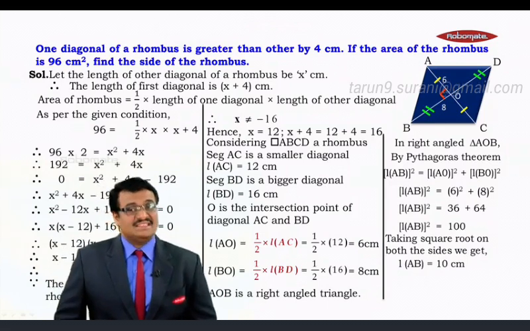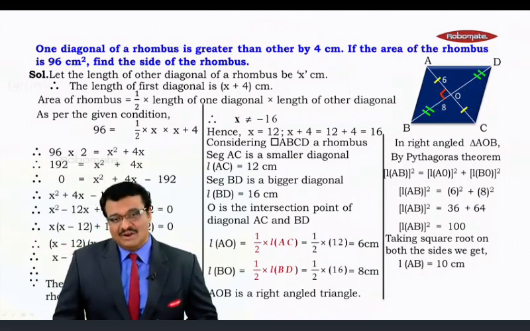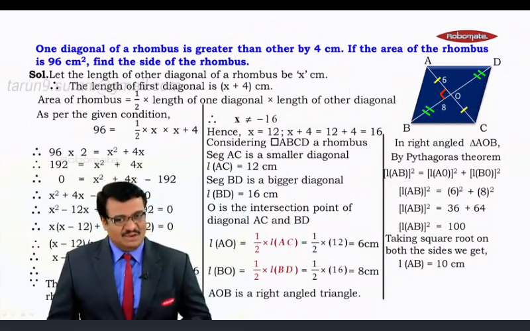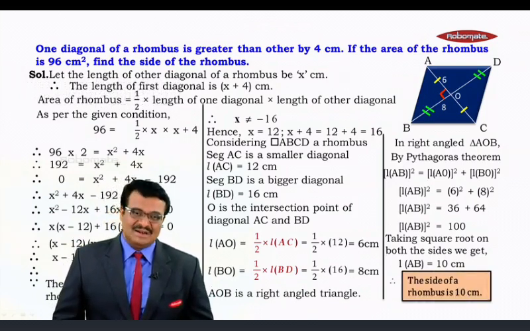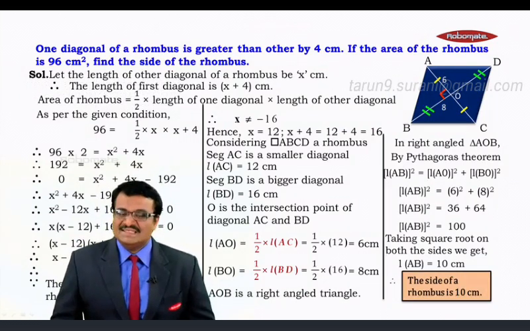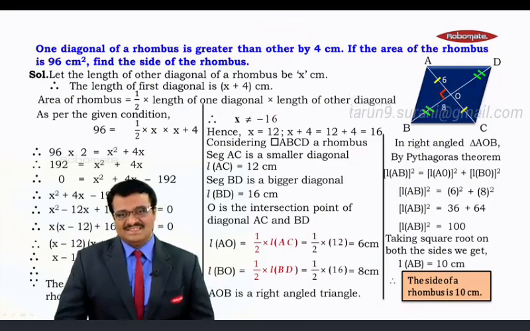And the question is find the side of the rhombus. Side of the rhombus means we got AB, and sides of the rhombus are equal, we know. We can conclude the final statement. Therefore, the side of the rhombus is 10 centimeter. That completes this sum. Thank you.